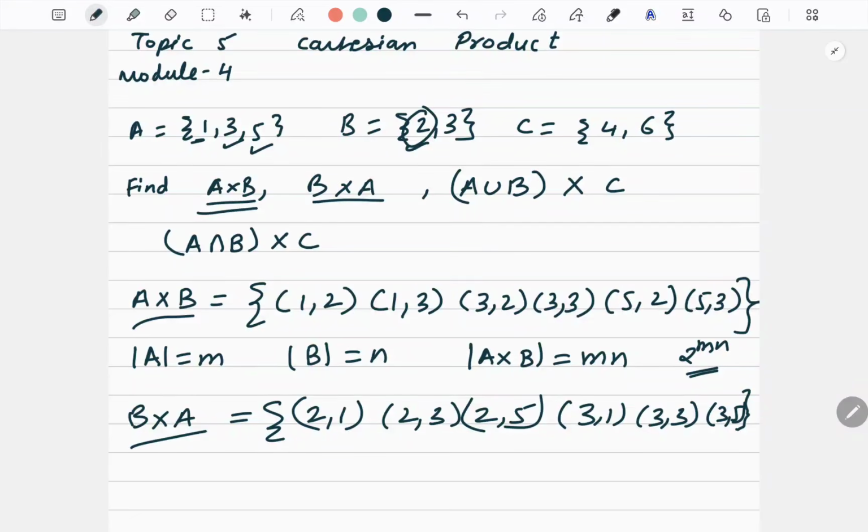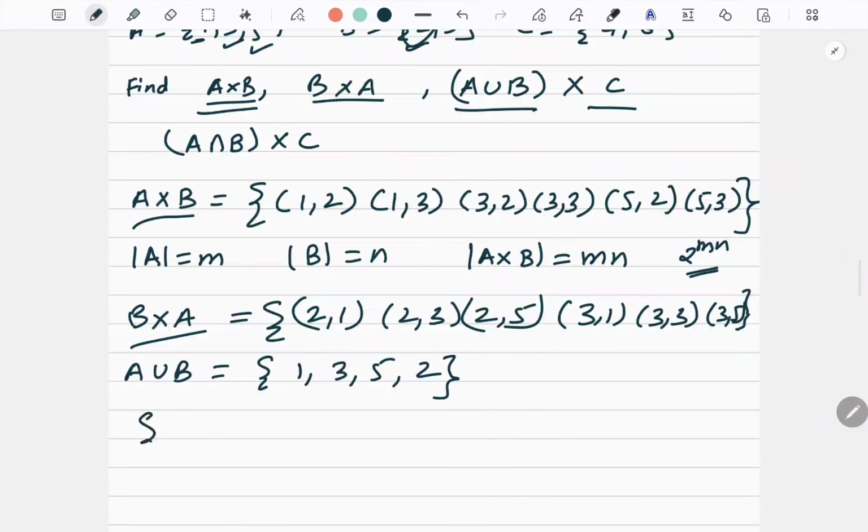Okay. Now next is A union B cross C. So how to get A union B? So A union B is equal to all the elements of A and B. So 1, 3, 5, 2. Now 3 I will not write again. Repetition should not be there, but all elements should be there in union. Okay, so now this is A union B and you have to find out A union B cross C.